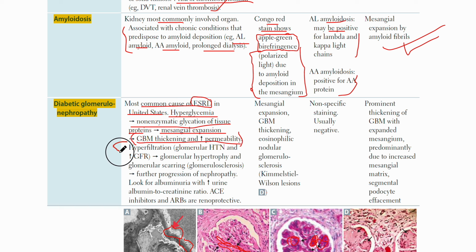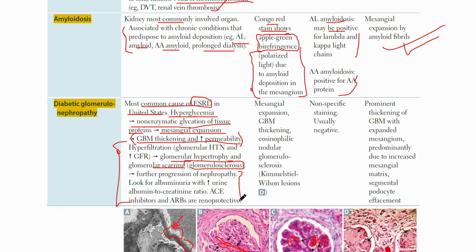So hyperfiltration is in glomerular hypertension and also increased glomerular filtration rate will lead to glomerular hypertrophy because there is work overload, and also glomerular scarring is in glomerulosclerosis. So that will lead to further progression of nephropathy, and we have to look for albuminuria with increased urine albumin to creatinine ratio. And ACE inhibitors and ARBs are renoprotective for this case because they control hypertension, right?